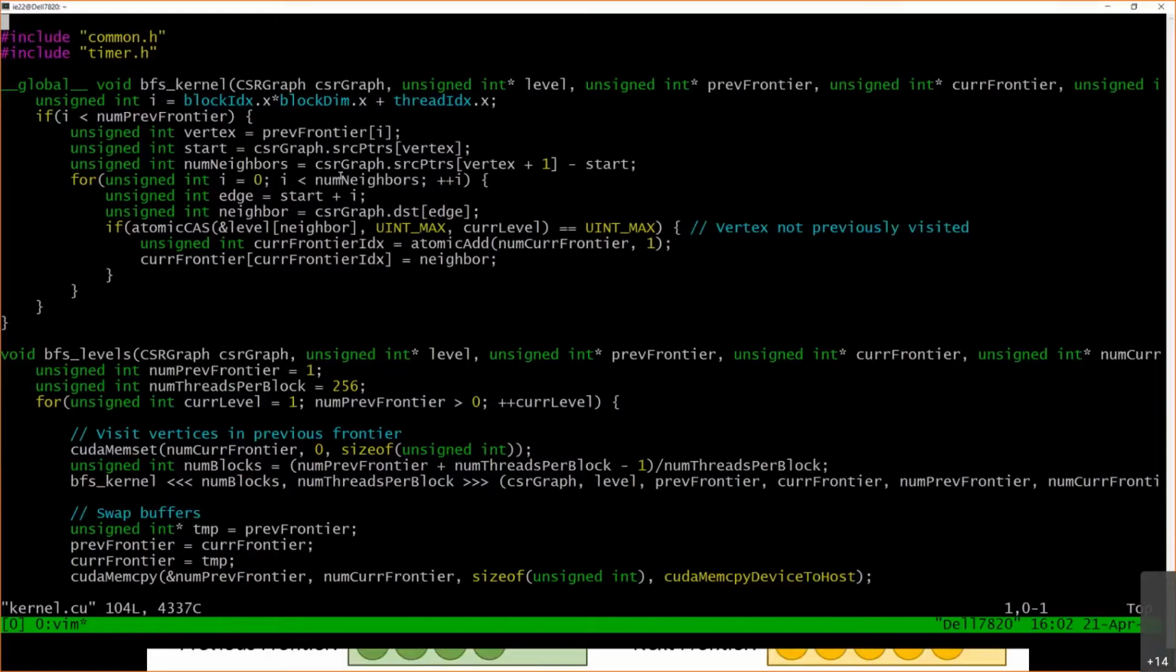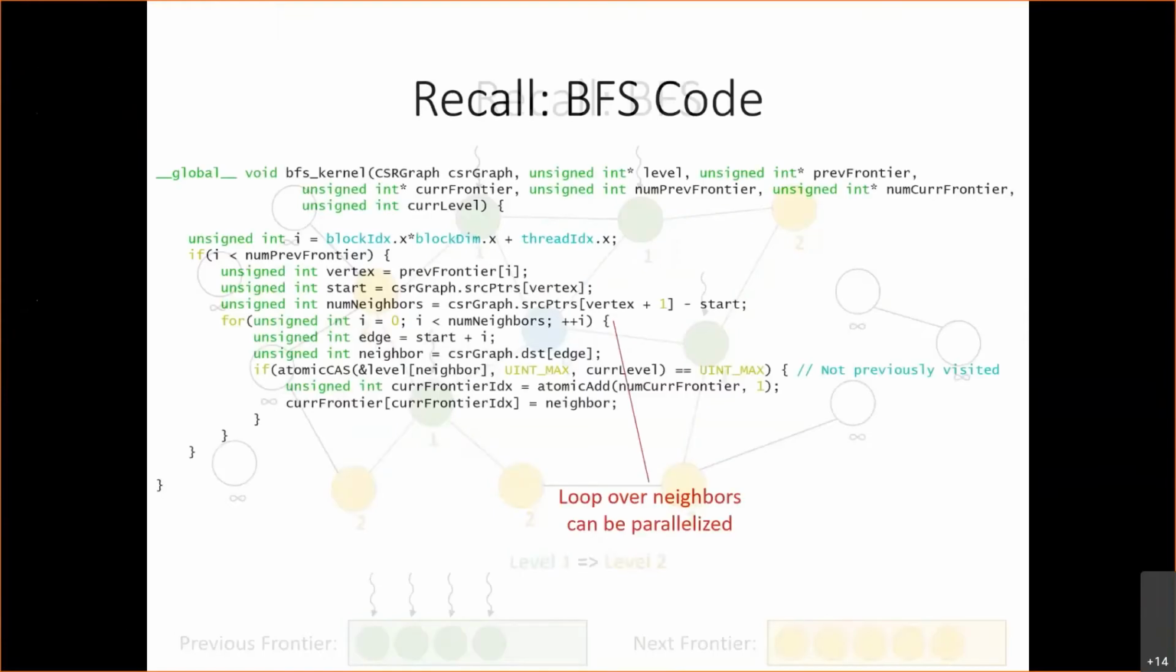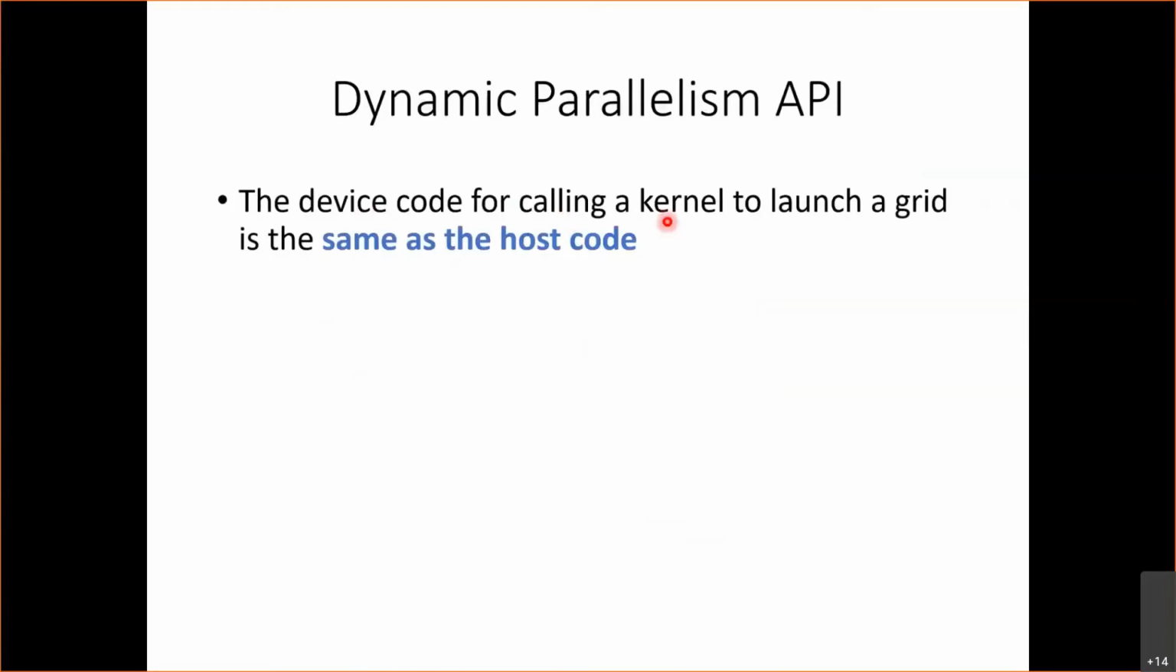Okay, now the question is, how do we do that? This is the code that we just saw, and the key point here is that this loop that's looping over the neighbors can be parallelized. So how can we do that? Well, it turns out that the device code for calling a kernel to launch a grid is the same as the host code. So we launch a grid from the GPU in the same way that we would launch a grid from the CPU. Okay.